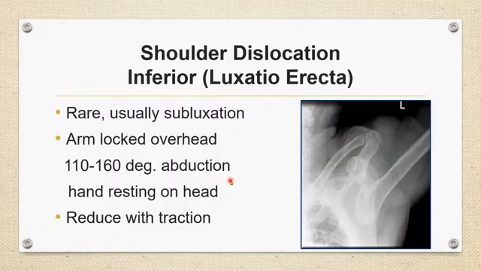And last of all, there is the inferior dislocation. I've already told you, another name is luxatio erecta. That means it is usually a subluxation of the shoulder. It is not properly dislocated. Here the arm is locked overhead, that means in the abduction position, the hand rests over the head, and it is basically reduced by simple traction. If you go for simple traction, you will easily reduce that inferior type of dislocation, which is very rare. So this is all about shoulder dislocation.